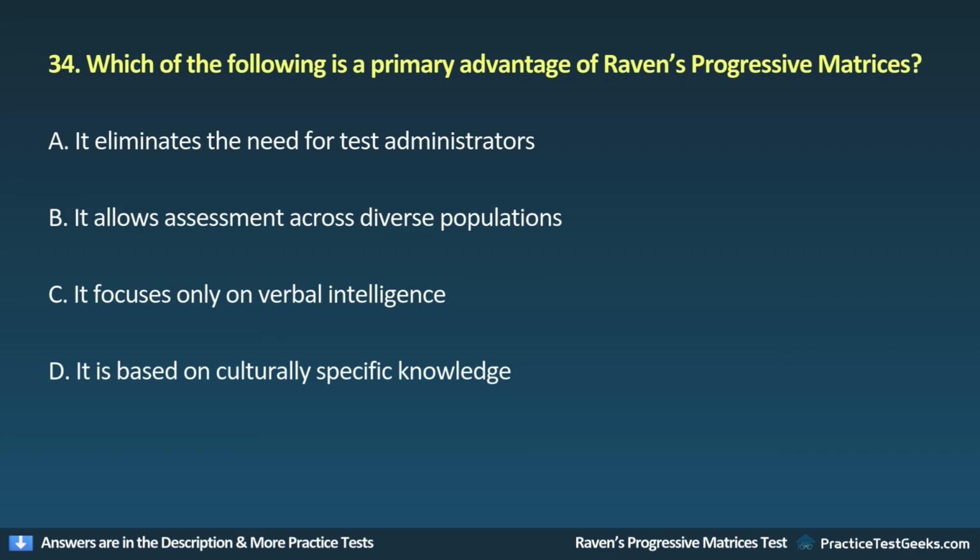34. Which of the following is a primary advantage of Raven's Progressive Matrices? A. It eliminates the need for test administrators. B. It allows assessment across diverse populations. C. It focuses only on verbal intelligence. D. It is based on culturally specific knowledge.